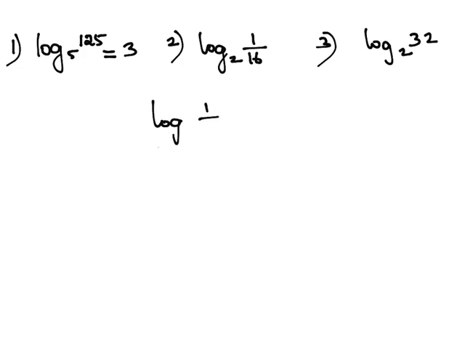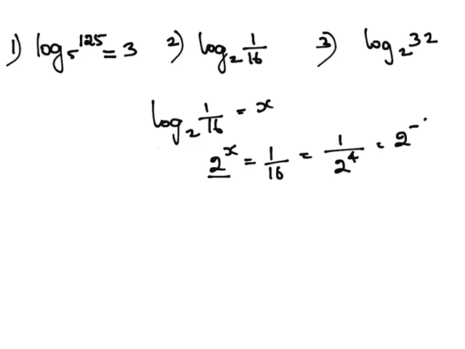Log 1 by 16 to the base 2. I want to find the value of this. I'll take it as x, convert this in exponential form. So 2 power x equal to 1 by 16. Now again, since the base is 2, you have to check whether you can write 16 as the power of 2. Yes, I can write 16 as 2 power 4. So I can write 1 by 2 power 4 as 2 power minus 4. The bases are same and the powers are also same. Therefore x equal to minus 4. So the answer for the second one is minus 4.